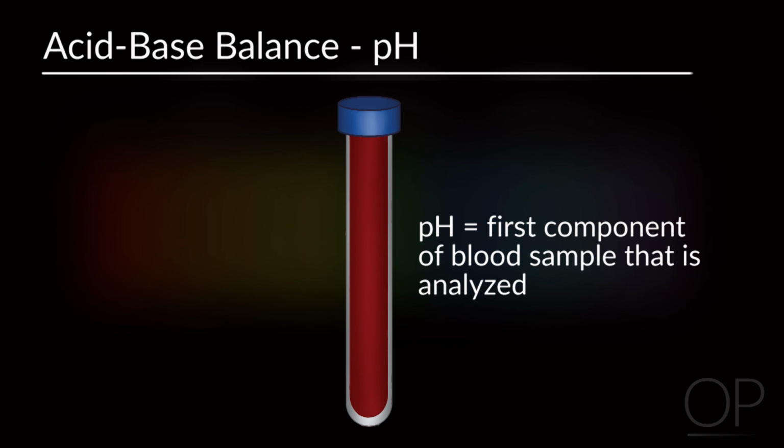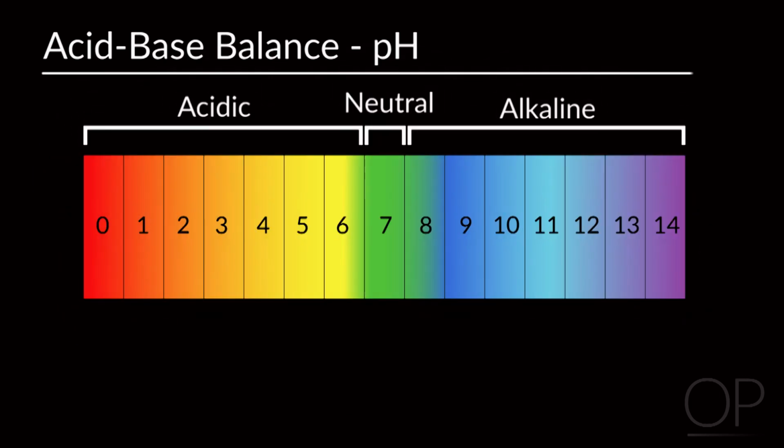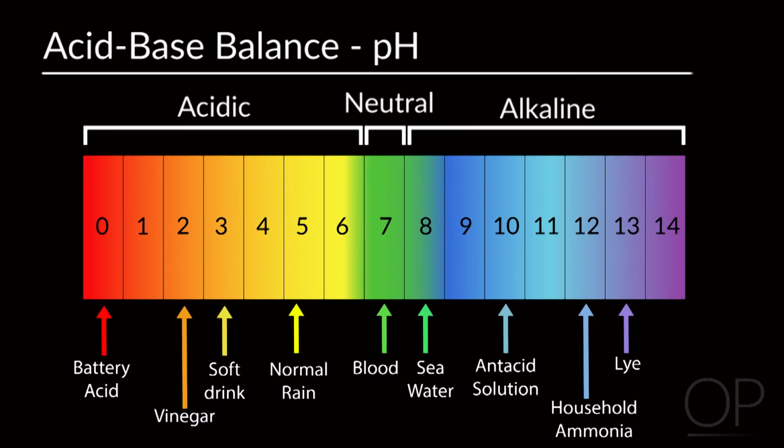Have you ever wondered how human blood might compare to other fluids in terms of its acid and base state? This diagram demonstrates how our blood measures up to alkaline fluids, such as common household cleaners, and how it measures up to acidic fluids, such as vinegar and soda pop.